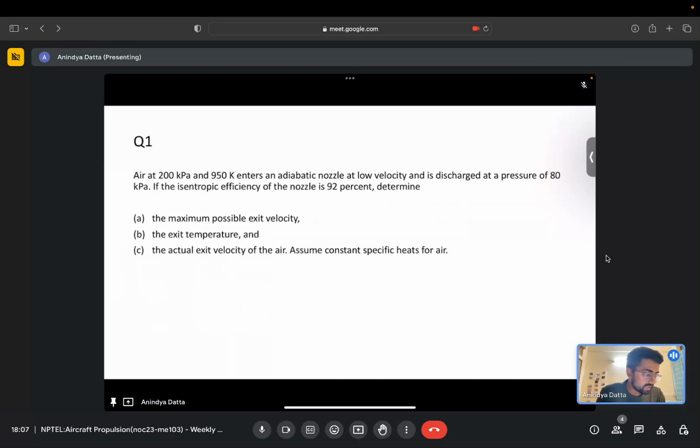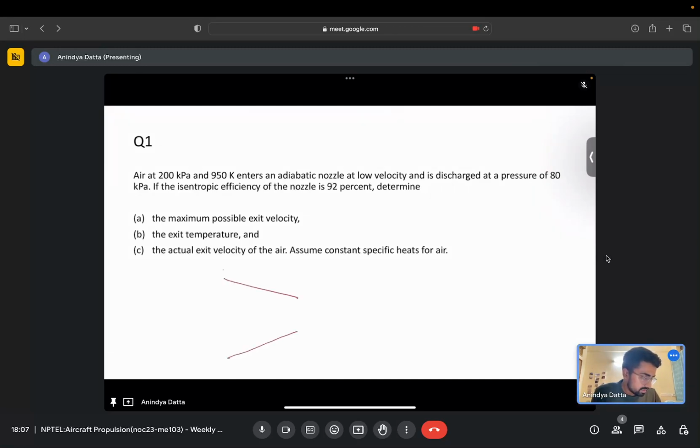It says that air at 200 kilopascal and 950 Kelvin enters an adiabatic nozzle with a low velocity and discharges at a pressure of 80 kilopascal. If the isentropic efficiency is 92%, determine the maximum possible exit velocity. We have to compute the exit temperature and actual exit velocity, assuming constant specific heats for air. Okay, so let me draw the schematic.